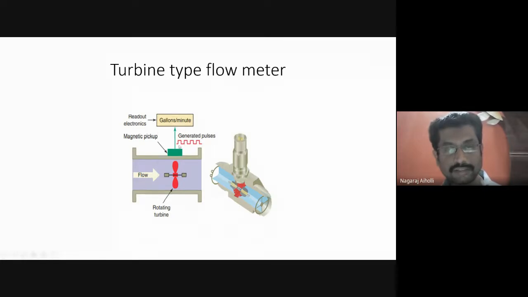These pulses are counted, and the electronics or the display device measures the flow rate in terms of gallons per minute. Gallon is actually the unit of volume here, and it is used for the flow measurement. Suppose there is a container and it takes 5 seconds to fill the container, then 60 seconds is divided by 5. So it is taken as 12 gallons per minute. This is how it is done in industries.